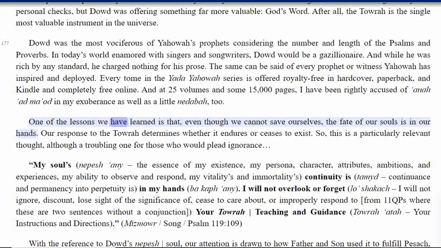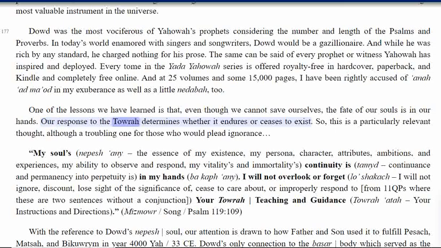One of the lessons we have learned is that, even though we cannot save ourselves, the fate of our souls is in our hands. Our response to the Torah determines whether it endures or ceases to exist.